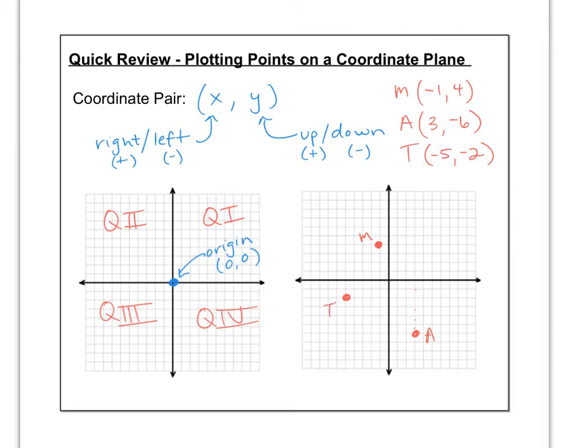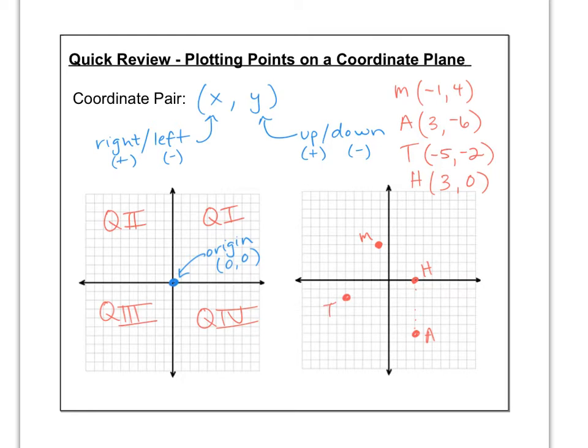Let's do one more for fun. Let's do H at 3, 0. So where would H be if I did 3, 0? That means right 3, up 0. So H would be over there.